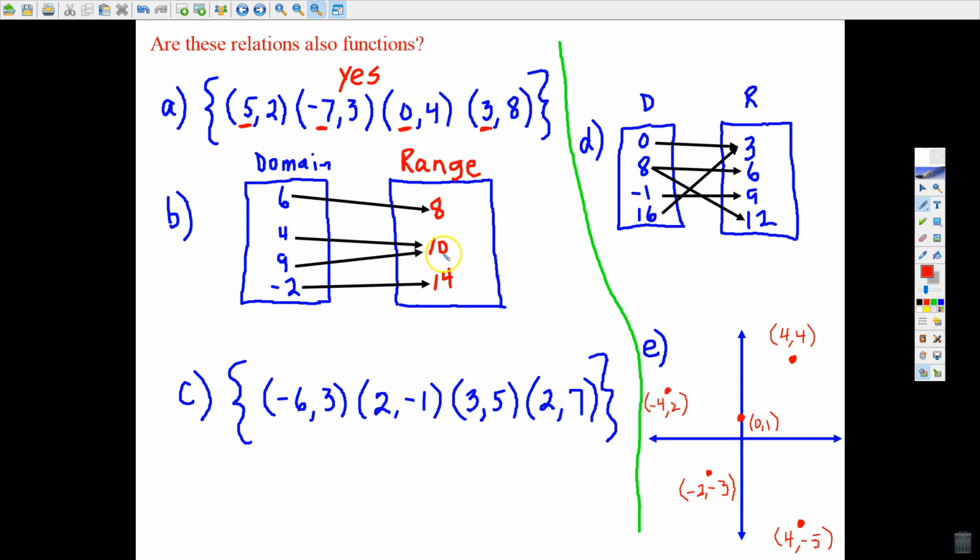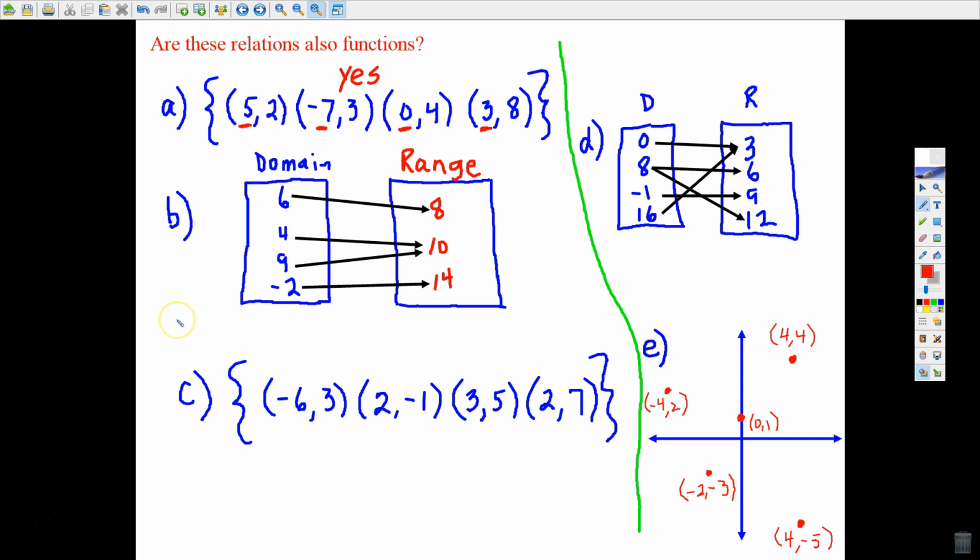And maybe you're thinking, well, I see a range number that has to be used twice. It's paired up with both 4 and 9, but that's not the issue. To determine whether or not a relation is a function, we need to know, does a particular single domain number map to 2 or more range numbers? And the answer here is no, they do not. We have no domain numbers that are actually being used twice.